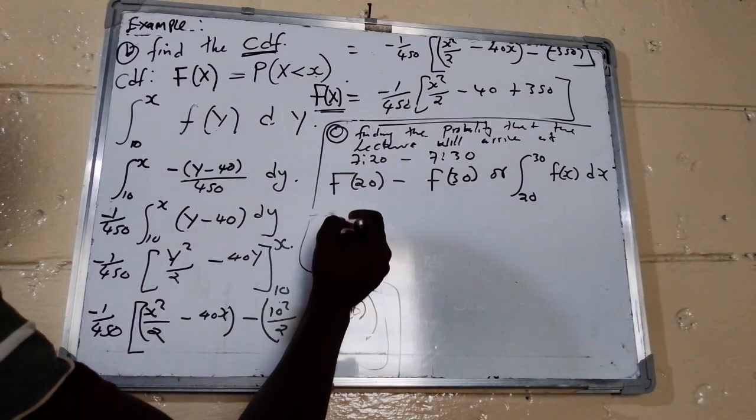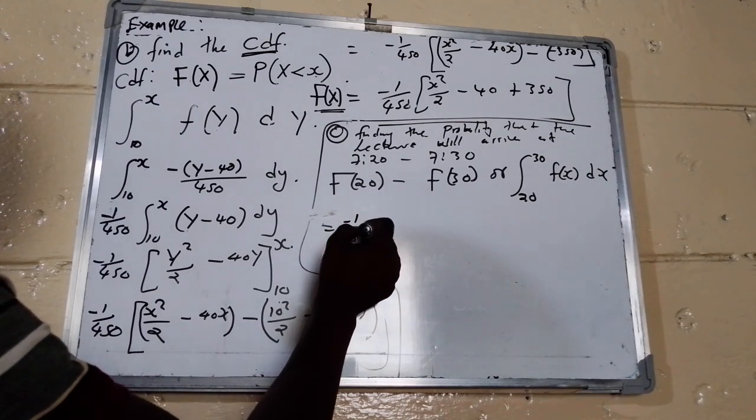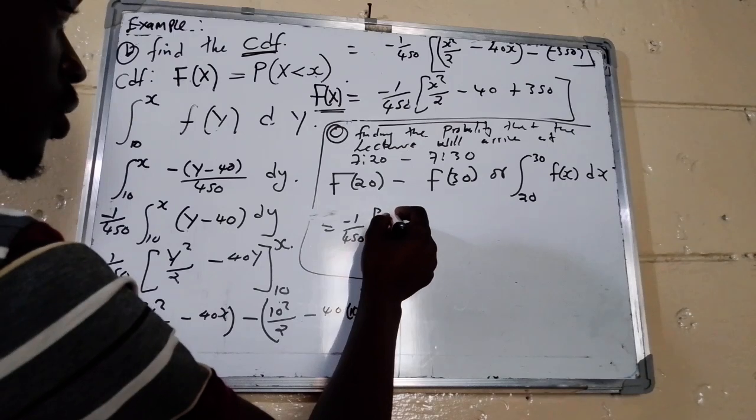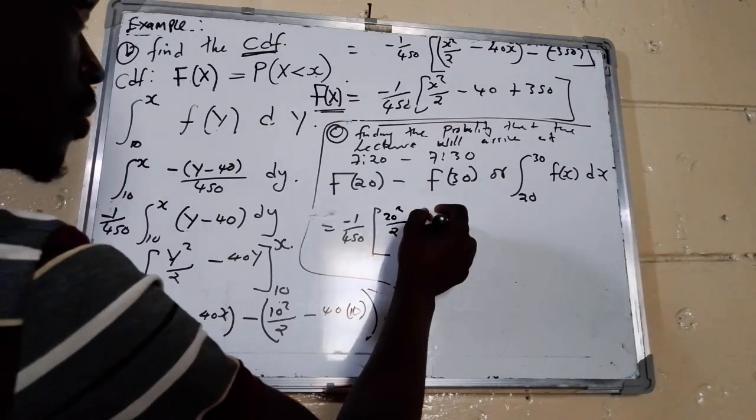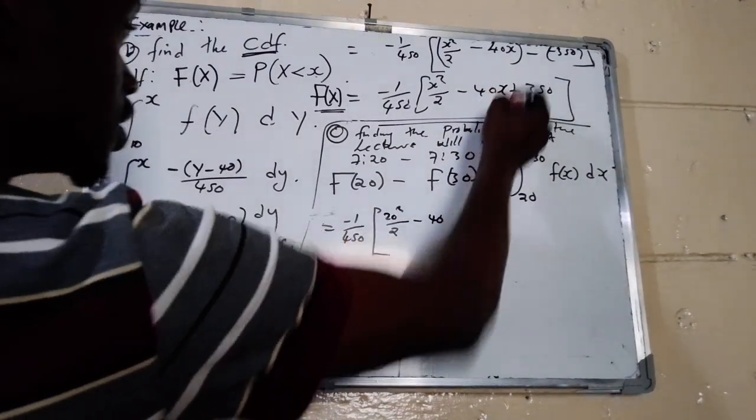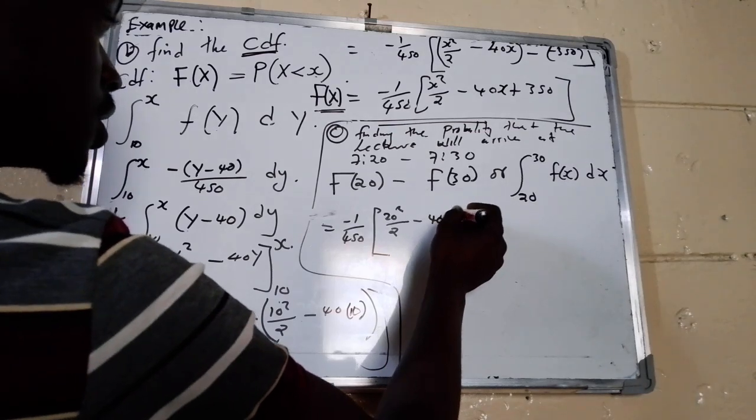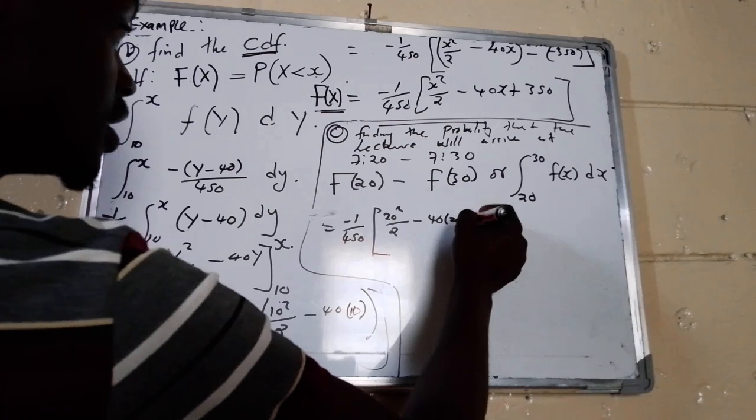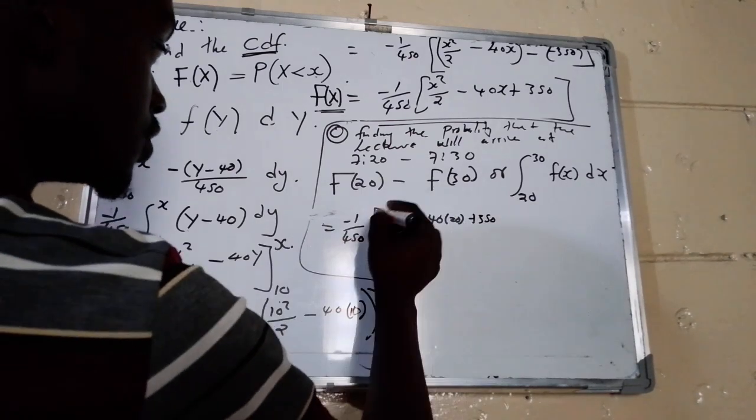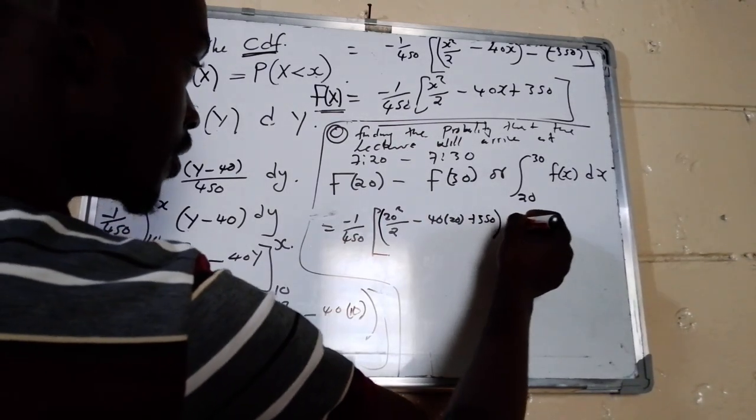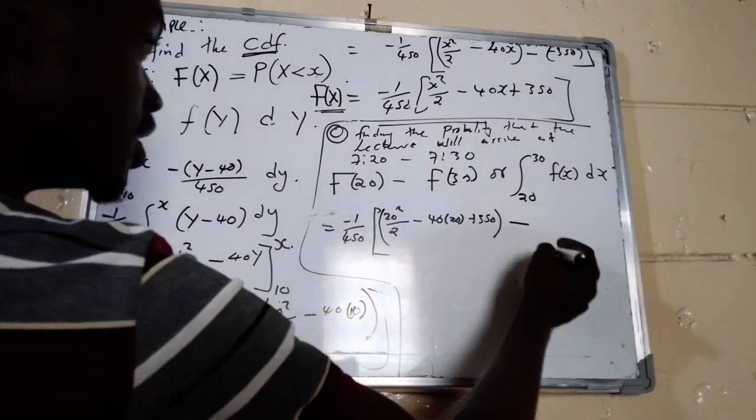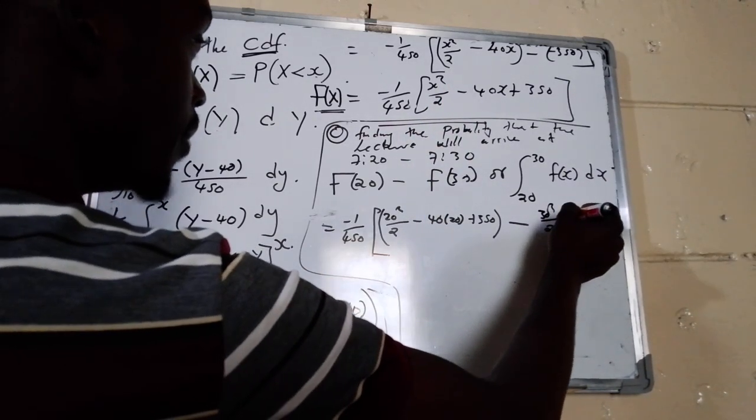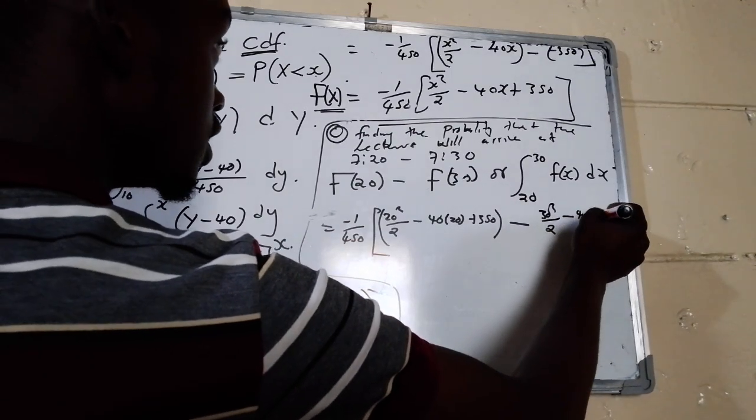So now when I use this one, I'm going to have the probability equal to negative 1 over 450, open bracket. I replace the 20 first. This will be 20 squared over 2 minus 40 times 20 plus 350. Then subtract when you replace the 30 in there, which is 30 squared over 2 minus 40 times 30 plus 350.